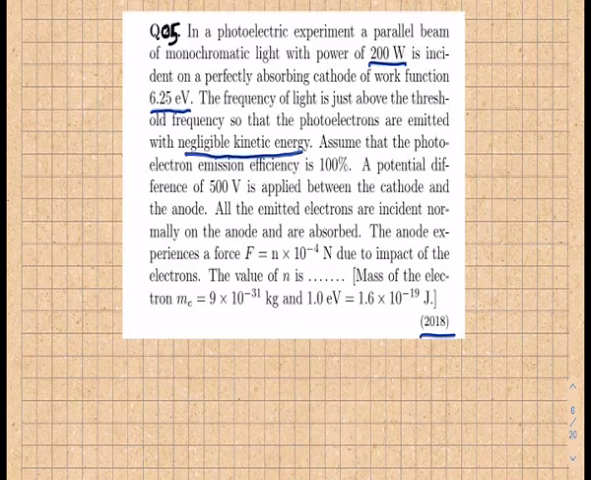A potential difference of 500 volt is applied between the cathode and anode. All the emitted electrons are incident normally on the anode and are absorbed. The anode experiences a force F is equal to N times 10 to the power minus 4 Newton due to the impact of the electrons. The value of N is, okay, this is basically an integer type question, and you are asked to work out what the force is, and then find N. Okay, let us do it.